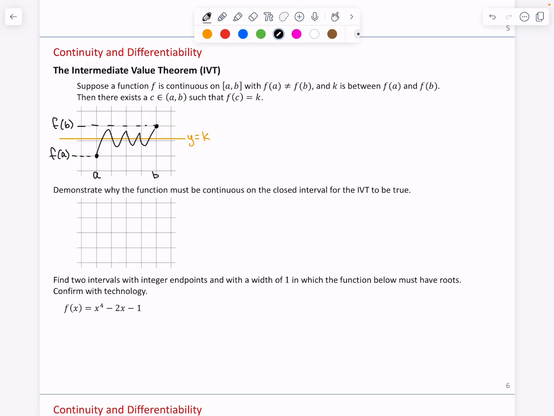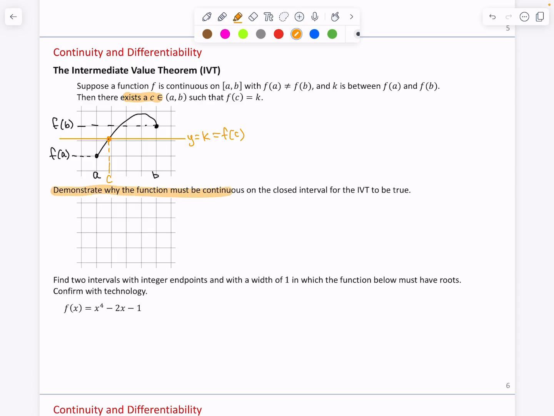But what is guaranteed is that no matter how you connect these dots, you're going to have to cross the orange line. So there exists some c that's in between a and b, such that this k value is also f of c. It's the point you get when you plug c into this function. This does not say that there exists only one c. It says there exists a c. This should be interpreted as there exists at least one c.